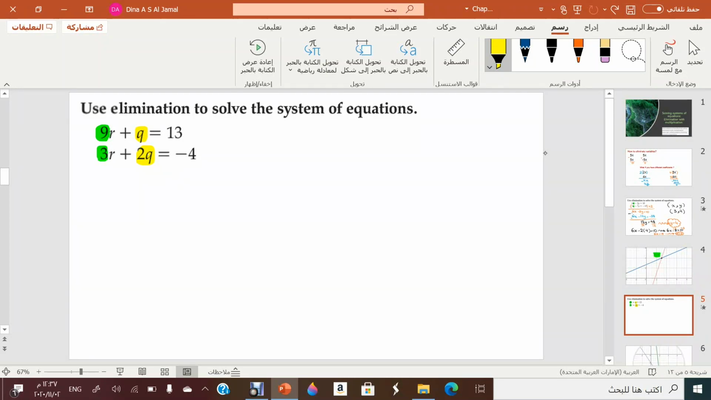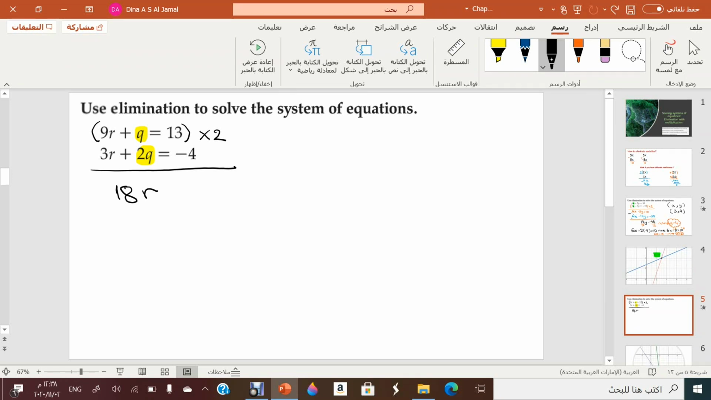So what I will do for you is that I will be eliminating the q. So let's focus on this. What I will do with the first one, I will multiply everything by 2 to make them the same coefficient. So let's see what will happen when I multiply it with 2. So imagine you are doing distributive property.